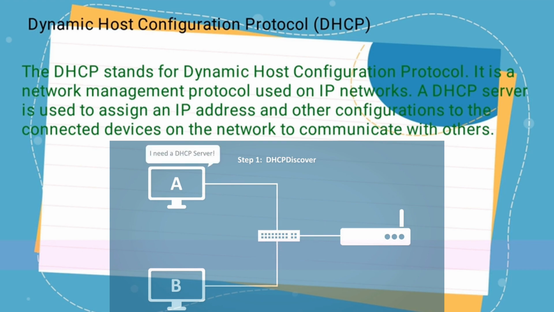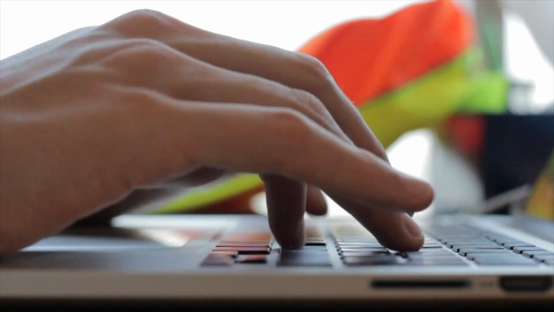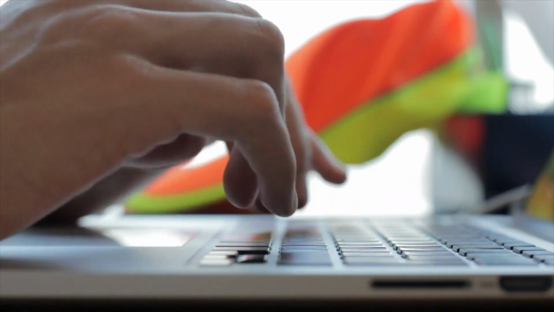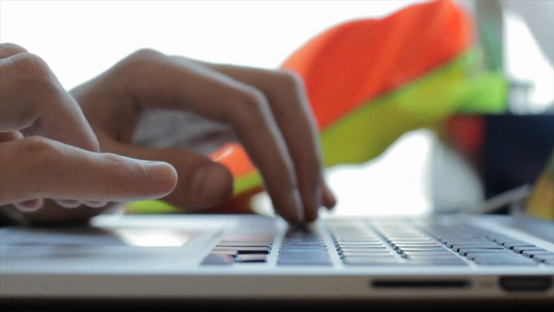It is a network management protocol used on IP networks. A DHCP server is used to assign an IP address and other configuration to the connected devices on the network to communicate with others. A DHCP server allows the system to request IP addresses and other networking parameters automatically from the internet service providers. It reduces the network administrator's work.